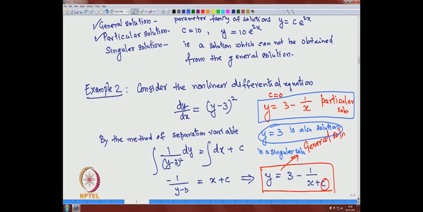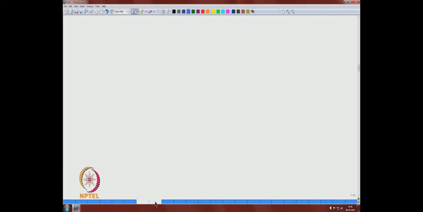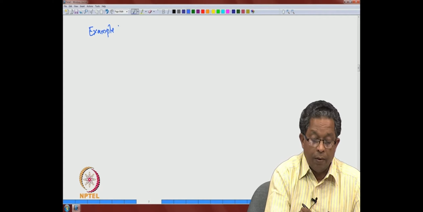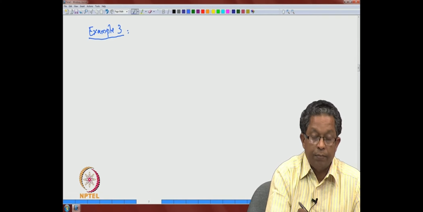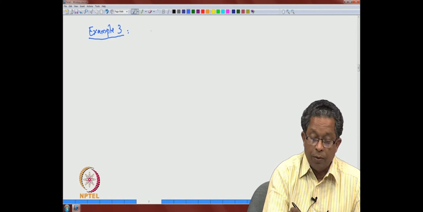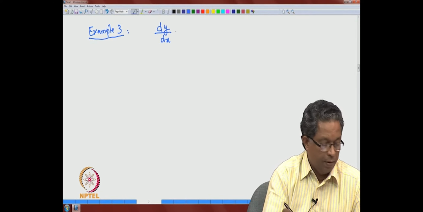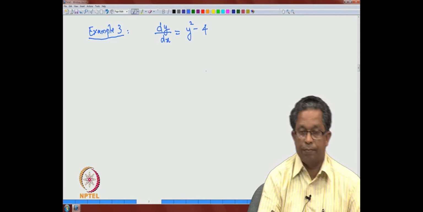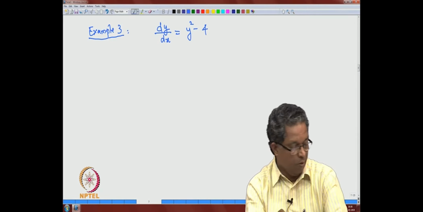And we can see further examples. So, another example, say example call it 3. So, consider a differential equation dy by dx is equal to y square minus 4.